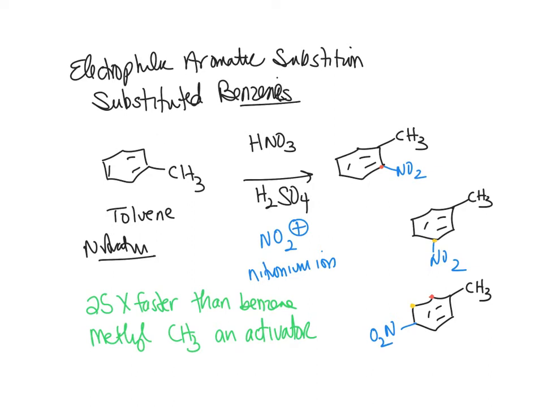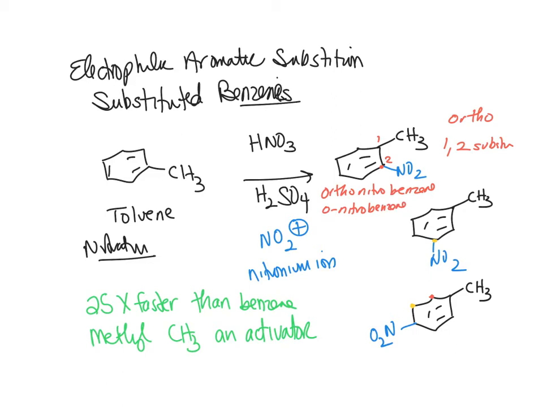So one of the things you need to be able to do is see that this is a 1,2 substitution. So if your methyl is a 1, the nitro is a 2, we also call that ortho. So this would be ortho nitrobenzene. And sometimes you just write O-nitrobenzene.